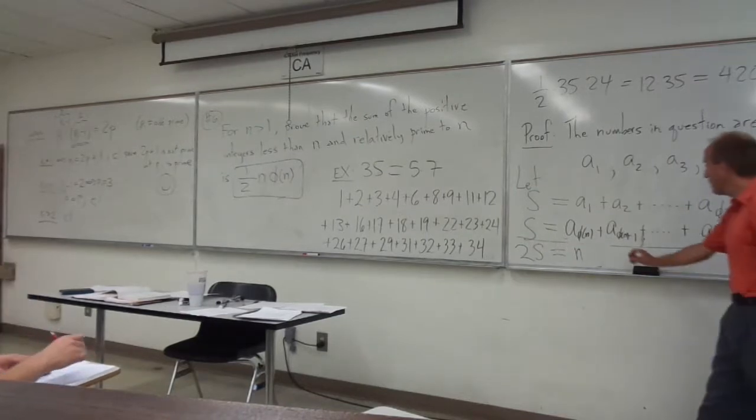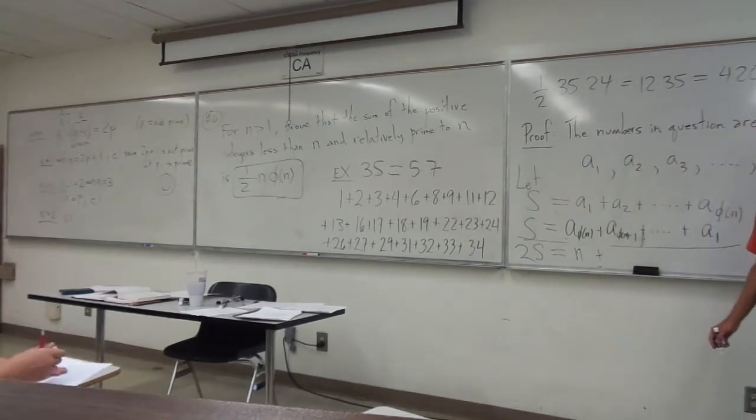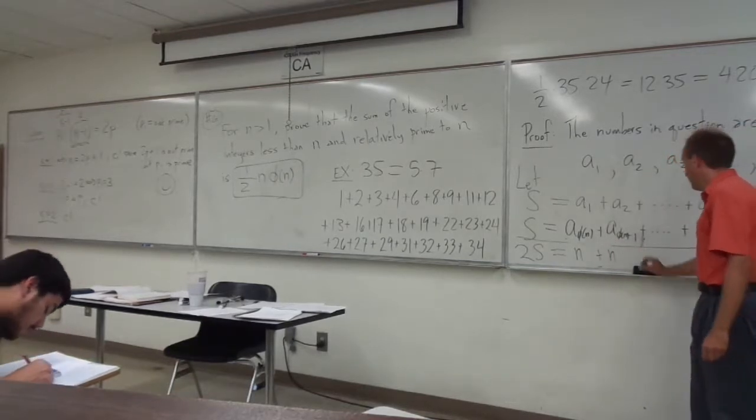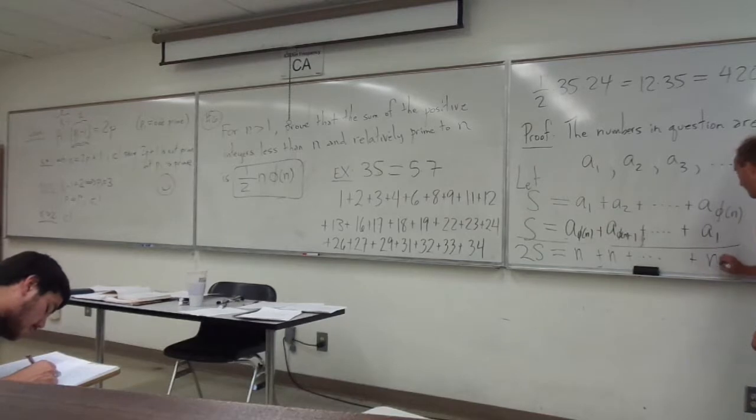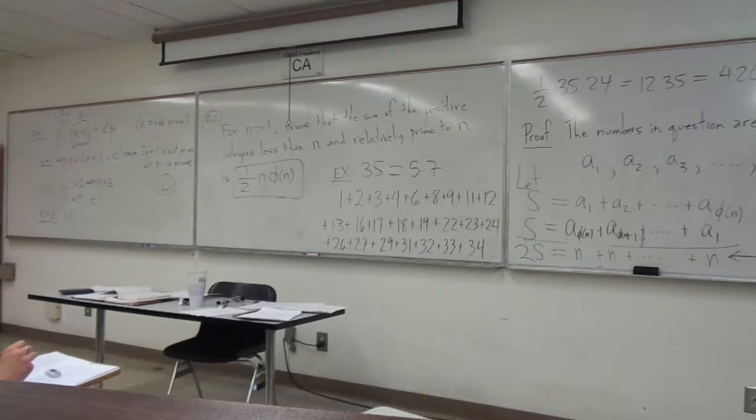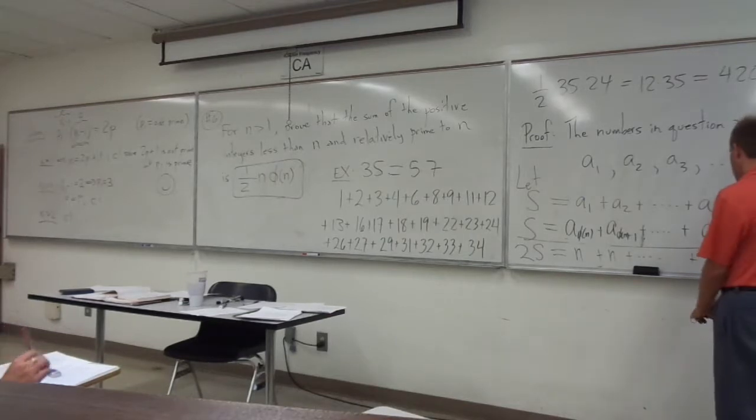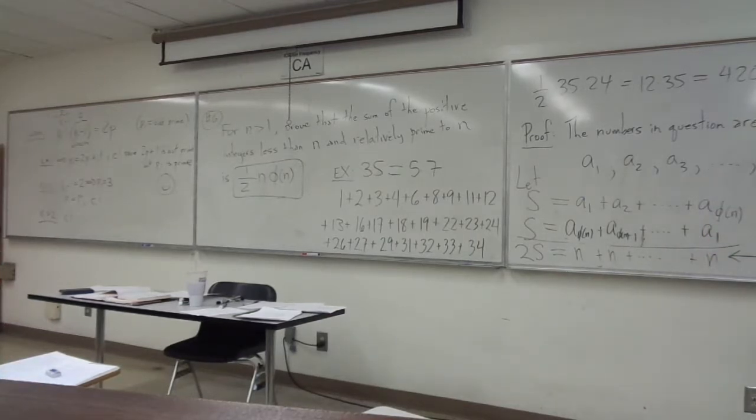And the second number and the second to last number also add up to n. And you just do this addition all the way down the line. You're just going to get n, and you get that phi of n times. That's how many columns you have. Okay, good. So 2s is equal to n times phi of n, and so s is 1/2 of n times phi of n. That's basically how it works.